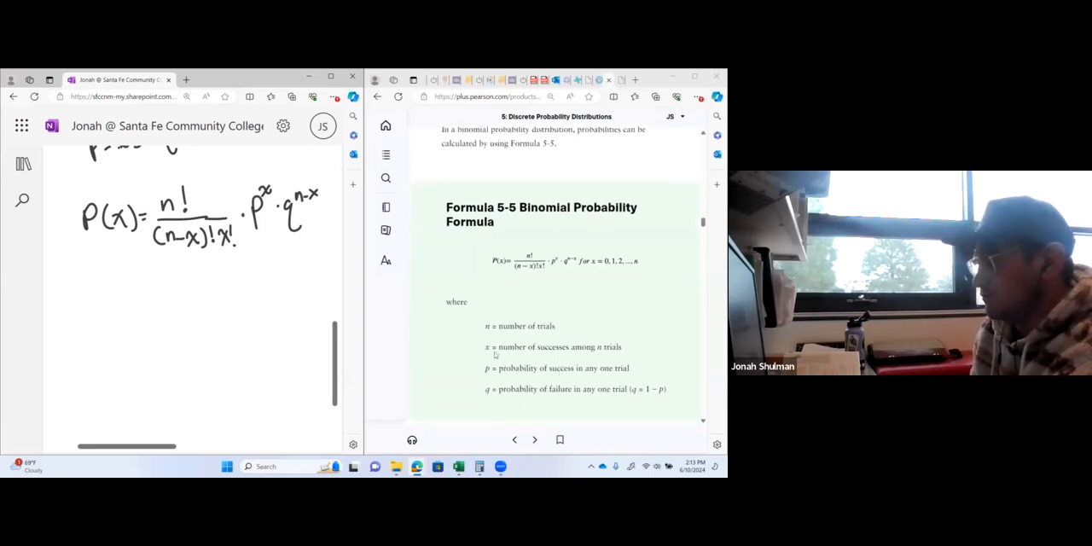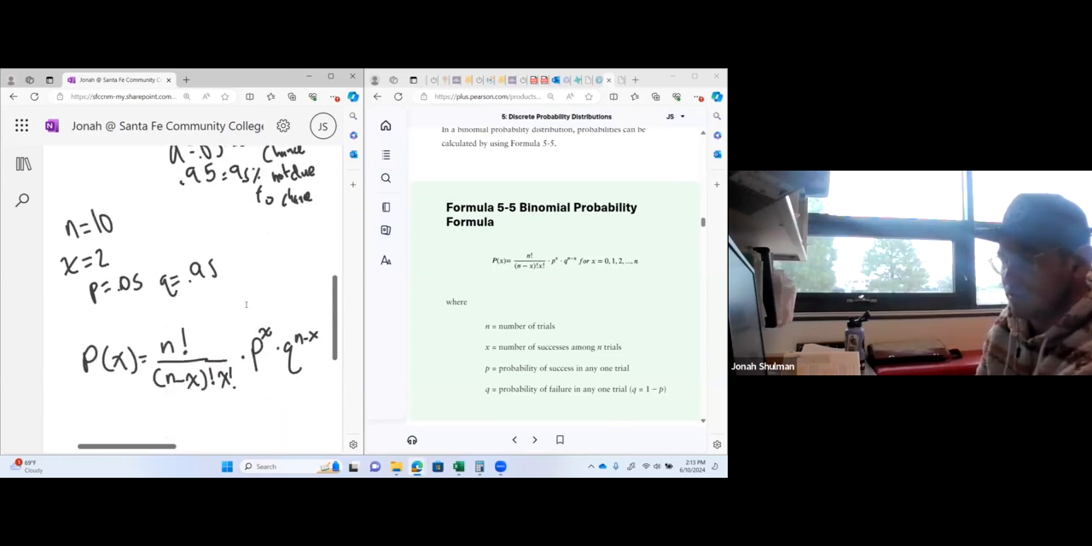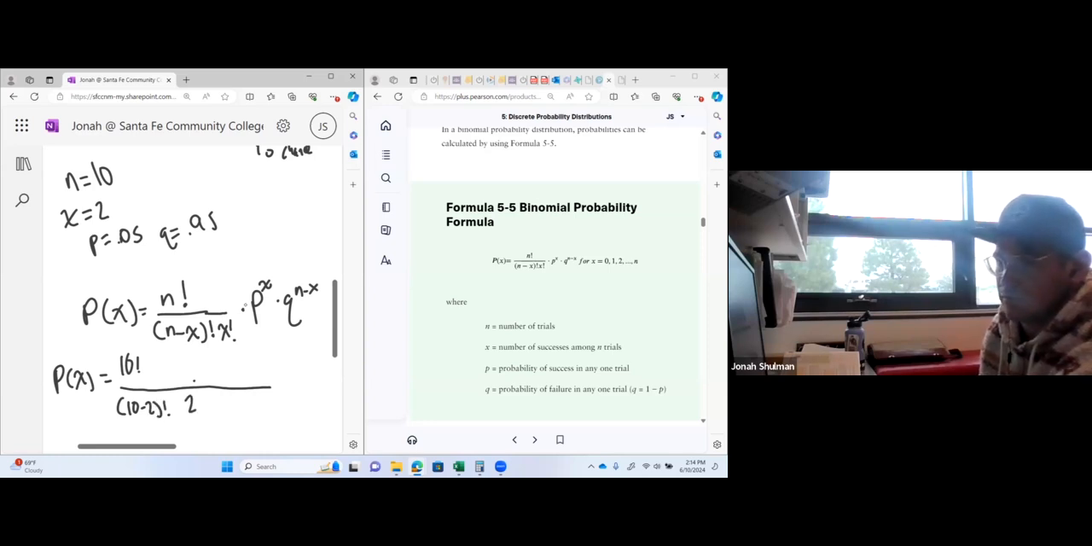These are our trials. These are the number of successes. This is the probability of success in one trial, and q is the probability of failure. Now, can we use the example that we have? Yes, we can totally use the formula for the example of carrying cash for a smartphone or not. So P of x. Our first is n, how many trials? So we have 10 factorial, which we know is, well, I'll do one step at a time. And then we have n minus x, so that's 10 minus 2 factorial. And we have 2 factorial.